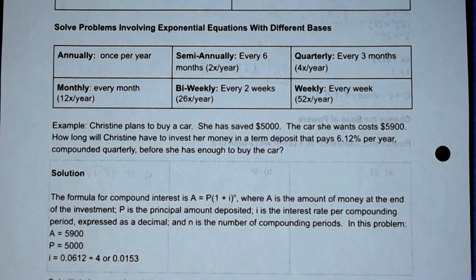It just corresponds to how many payments you're making per year. So the example: Christine plans to buy a car. She has saved $5,000. The car she wants costs $5,900. How long will Christine have to invest her money in a term deposit that pays 6.12% per year, compounded quarterly, before she has enough money to buy the car?